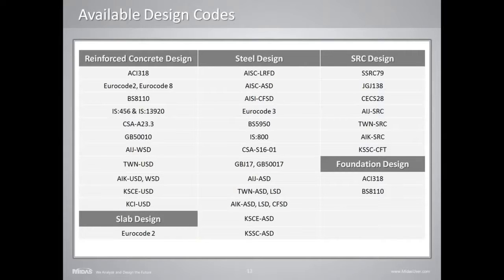Midas Gen has many different design codes available. As you can see, we have the American code, the ACI, but we also have many European codes, such as Eurocode and British standards, and we also have different Asian codes that we can use in our models.